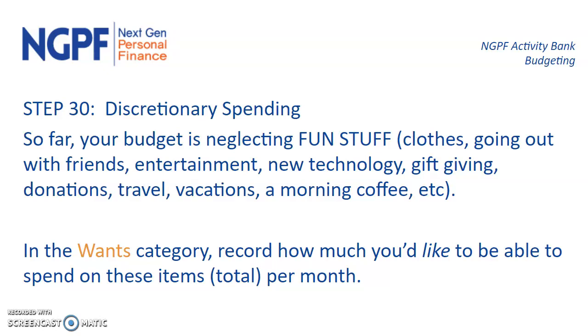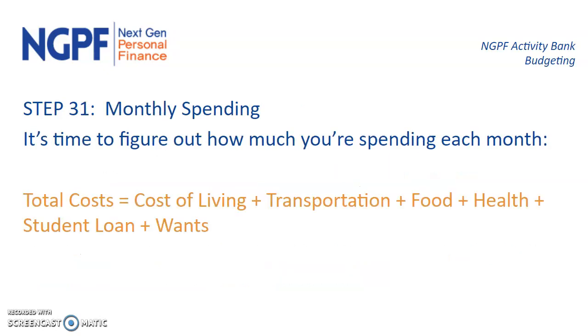Discretionary spending. So far your budget is neglecting fun stuff like going out, entertainment, buying new toys, traveling, coffee from Starbucks every day. So in the wants category, you need to record how much you'd like to be able to spend on these items total per month. Remember, these are wants, not needs. So if we need to reduce our spending, these are things that would go first.